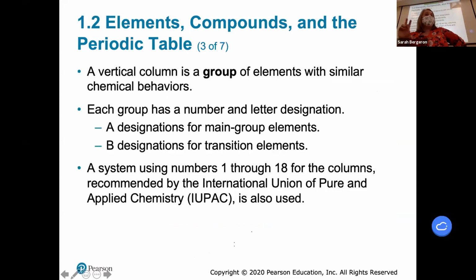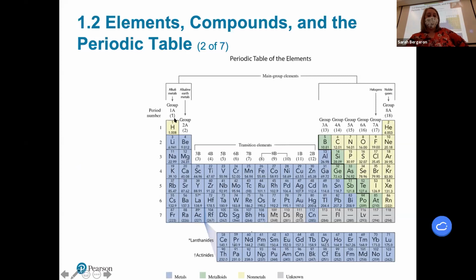There are two different designations for groups. There's the IUPAC way, and there's the non-IUPAC way. IUPAC is the International Union of Pure and Applied Chemistry. So you can number these groups. One, it's in the parentheses, see 1, 2, 3, and it counts all the way up to 18. That's really easy, you don't get lost.